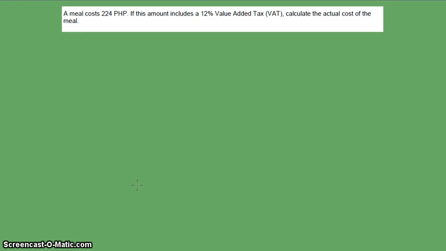Okay, in this video I'm going to show you how to solve a simple taxation problem. It says here a meal costs 224 pesos if this amount includes a 12% value-added tax. Calculate the actual cost of the meal.